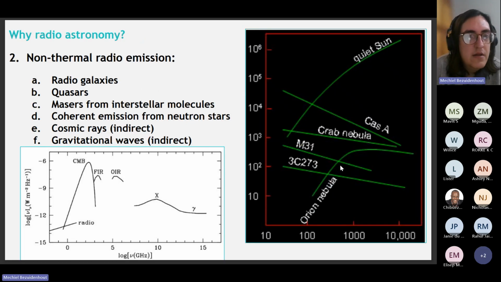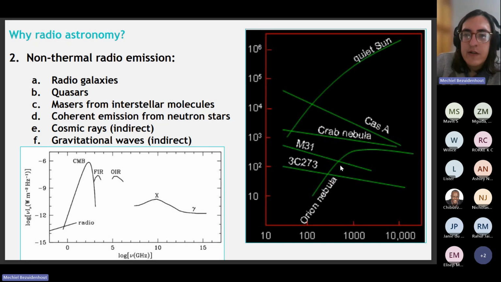But in general, in radio astronomy, we tend to observe non-thermal emission. So that's emission produced by other mechanisms that typically involve accelerating particles to relativistic speeds, and then those particles emit light in the radio wavelengths. And those emissions have a very different spectrum from blackbody emitters.